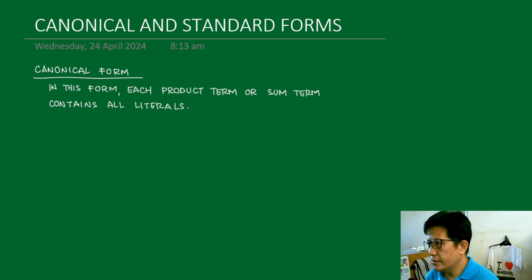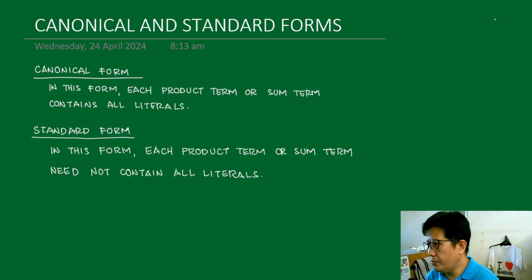Canonical forms. In this form, each product term or sum term contains all the literals. The literals are the variables used in finding out the Boolean function in a given truth table.